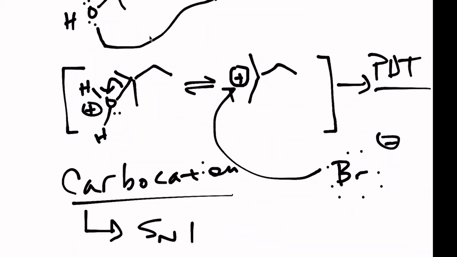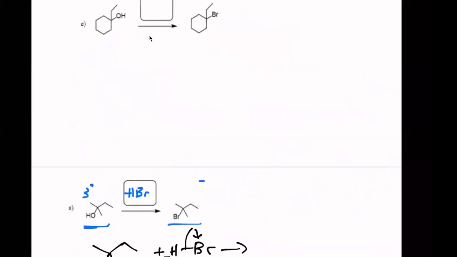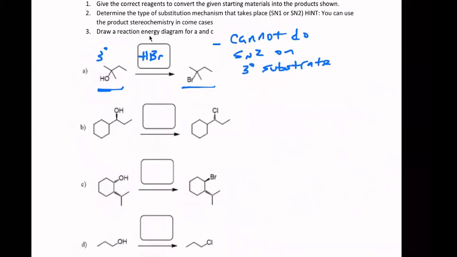Right? So when we look at these reactions, we have to think about that, right? So this is not going to be an SN2, it's going to be an SN1, right? Because it's going to go through that carbocation intermediate.